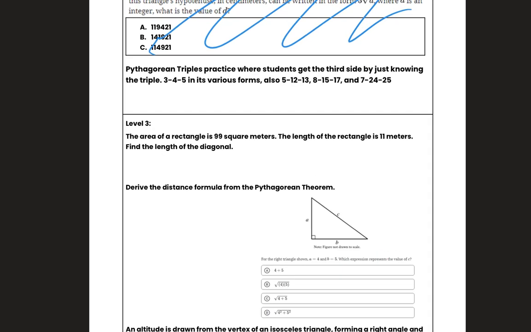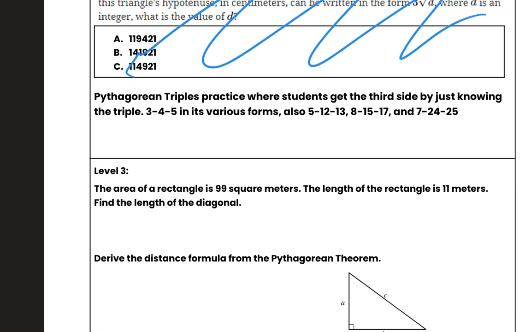Okay, and it says this next one, Pythagorean triples practice, where they find the third side just by knowing the triple. So 3, 4, 5 in its various forms, also 5, 12, 13 and 8, 15, 17. Say they gave 6 and 8. You would know the third side would be 10, right? Because it's times 2. So what if they said it was 10 and 24? You would know the third side is 26, because that's times 2. Okay, so that's what they're talking about.